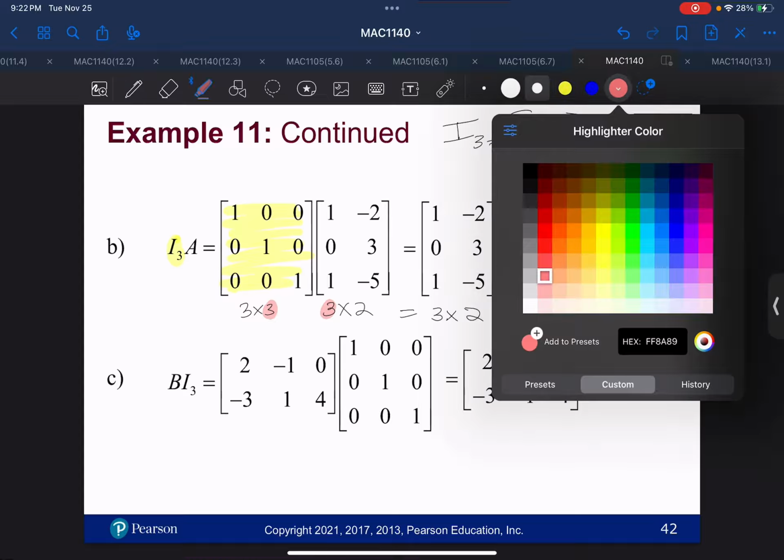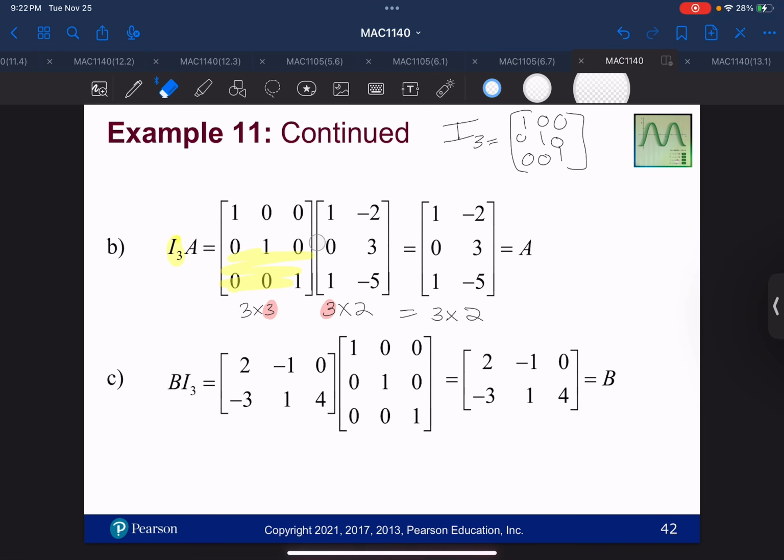Let's just look at the first entry again of the answer, which is 1 here. This is given by multiplying the first row by the first column in A. So the first row of the identity matrix by the first column in A. And that would be equal to 1 times 1 plus 0 times 0 plus 0 times 1. So that's just equal to 1 there. And of course you can keep going, but this is also going to give us A.